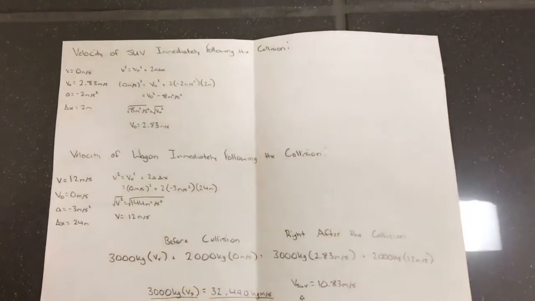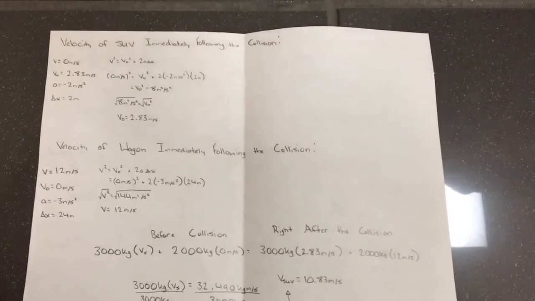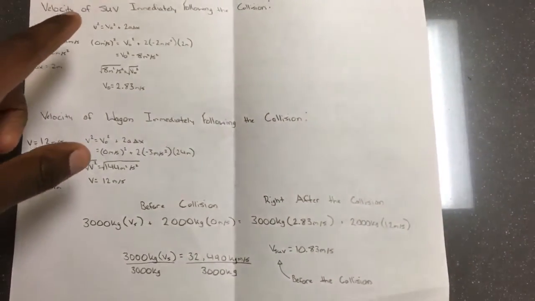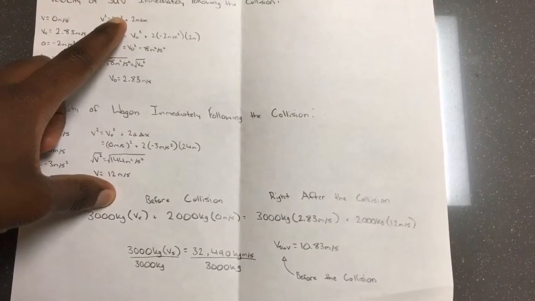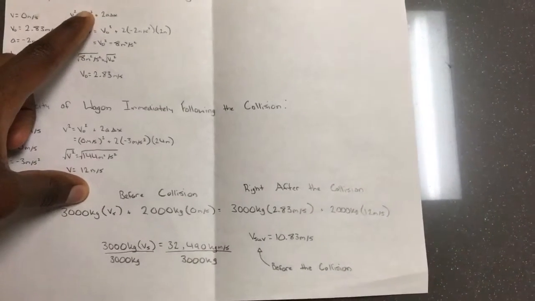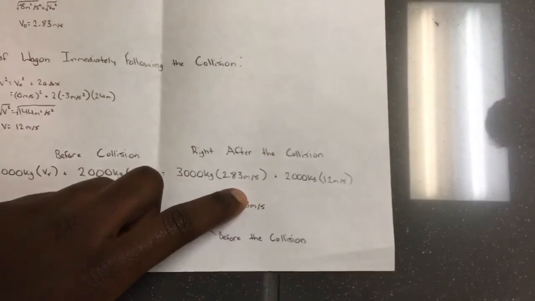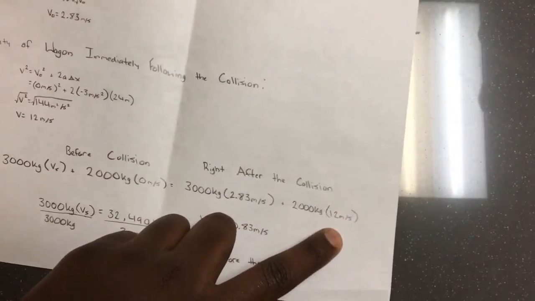So first, to find the velocities of the vehicles after the collision, we use the formula v squared equals v naught squared plus 2 times acceleration times delta x, and that allowed us to find the velocity of the SUV after the collision to be 2.83 meters per second, and for the wagon to be 12 meters per second.